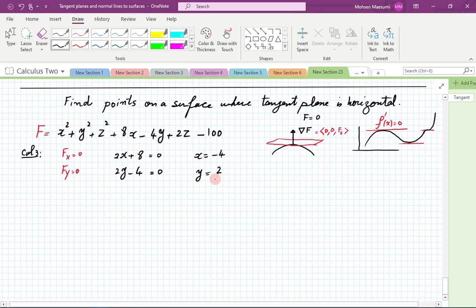What if they want also z? How about z? What is z? Easy way, just plug these things back in your equation. You remember this was f equal to 0, or the original equation. Plug x equal to minus 4, y equal to 2 into that.